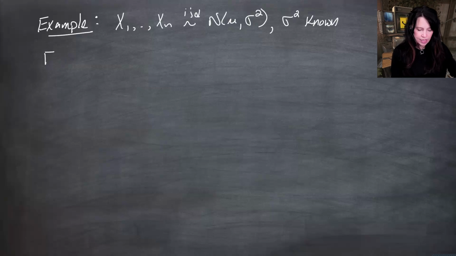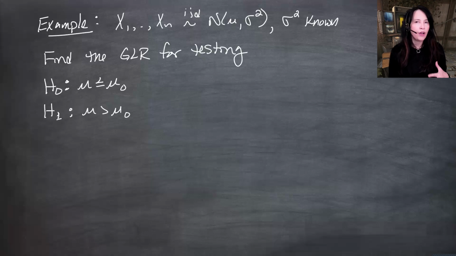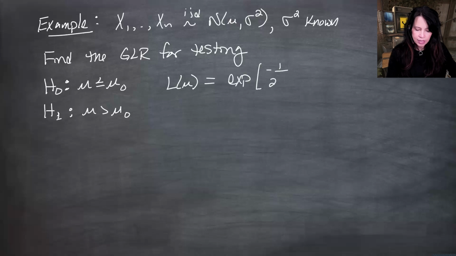And I want to find the GLR, the generalized likelihood ratio, for testing the null hypothesis that mu is less than or equal to some fixed mu naught versus the alternative that mu is greater than mu naught. So now the thing that's changed is the null hypothesis has this inequality. So we're actually going to have to maximize the likelihood over a non-trivial region. The likelihood here is L of mu. I'm leaving off the sigma squared because it's constant in this problem. And we can define this to be e to the minus 1 over 2 sigma squared sum of the xi minus mu squared.